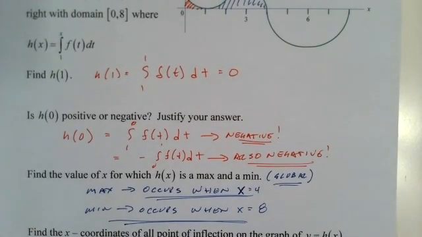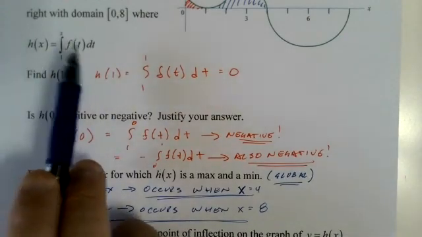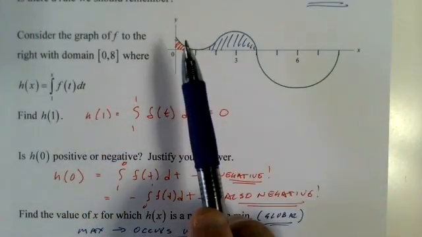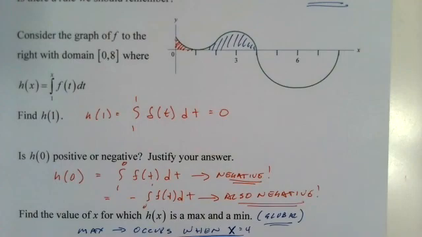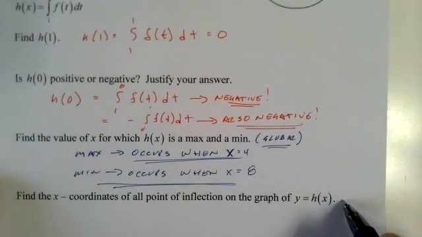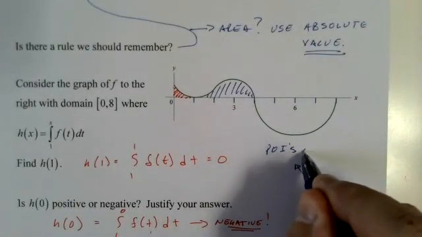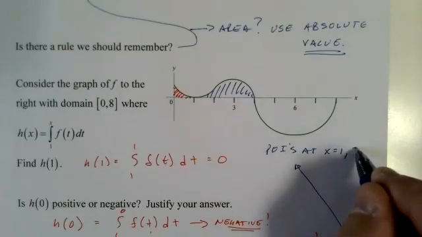Find the x-coordinate of all points of inflection on the graph y equals h of x. Let's slow down. Derivative of h of x is just the function. This is the graph of the derivative of h of x. The derivative of this graph would show me where the POIs are. So it's peaks and valleys on this graph. So this, come all the way up, POIs at 1, 3, and 6.